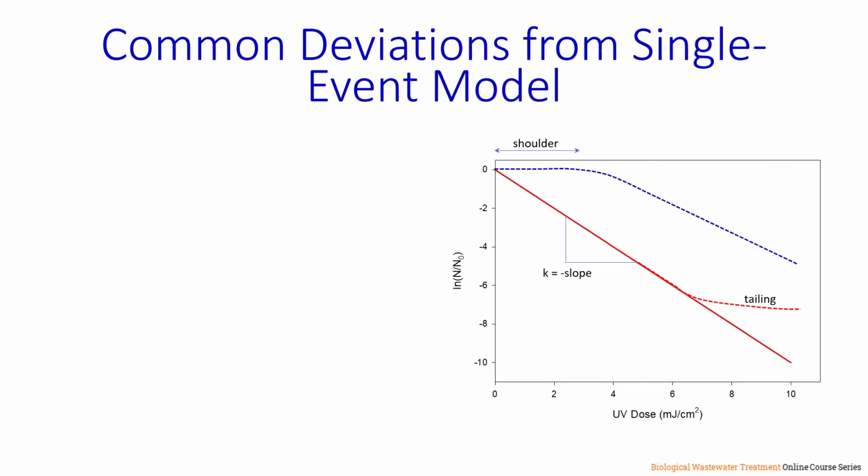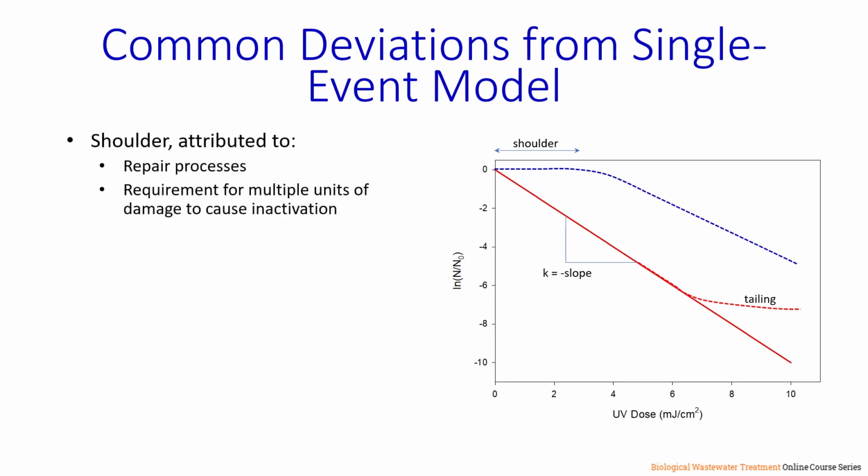Now, I mentioned previously that the single event model works for some microorganisms, but not for all of them. There are some common deviations that are observed from the single event model. These include the existence of a shoulder, that's illustrated up here following the blue dashed line, and tailing following the red dashed line. These are both common deviations from the behavior that's suggested by the single event model, which is indicated by the red solid line here. So these common deviations include a shoulder, which has been attributed to either repair processes or the requirement for multiple units of damage to cause inactivation.